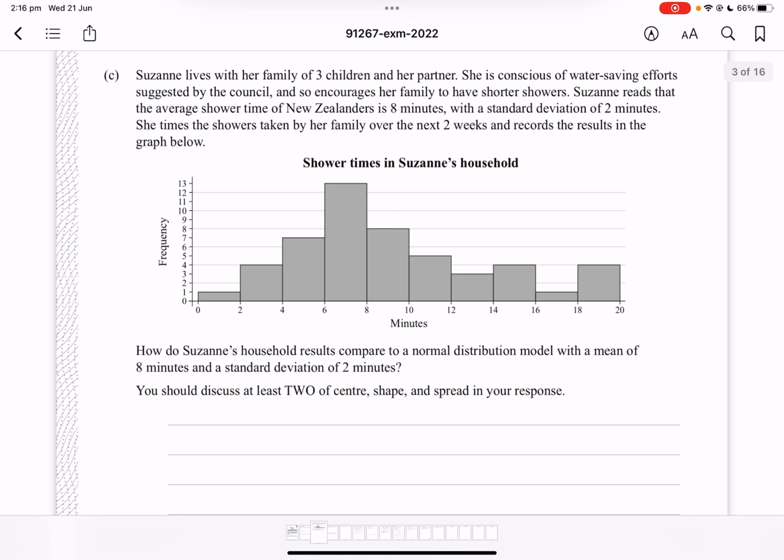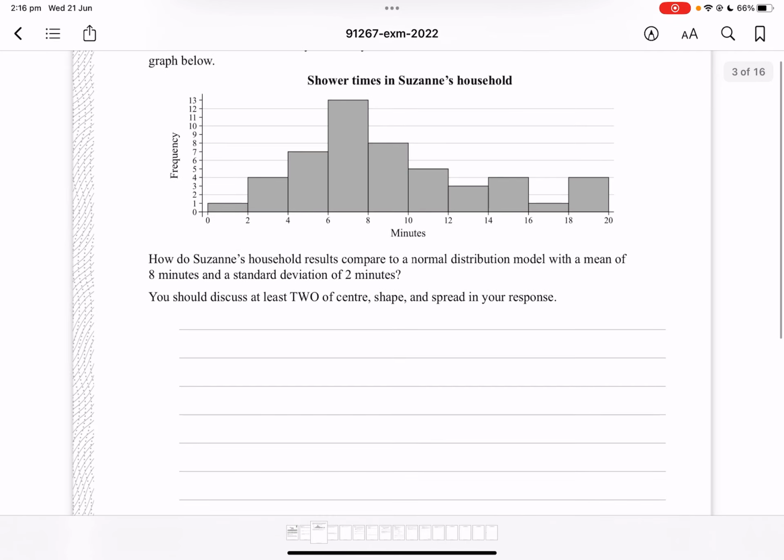graph below. How does Suzanne's household results compare to the normal distribution model with a mean of 8 minutes and a standard deviation of 2 minutes? You should discuss at least 2 of the center, shape, and spread in your response.